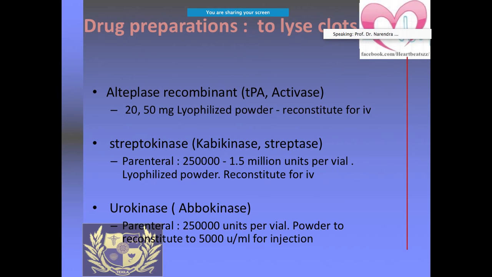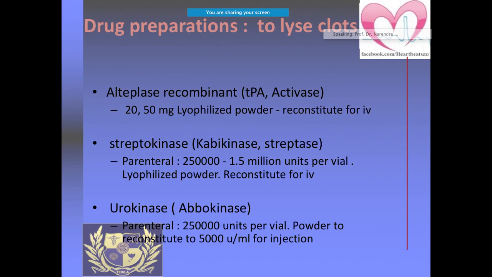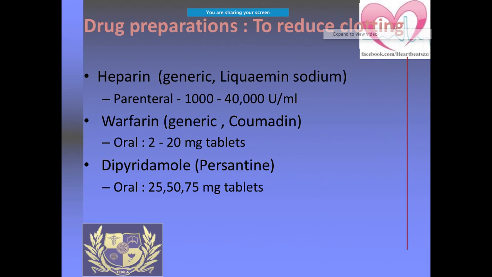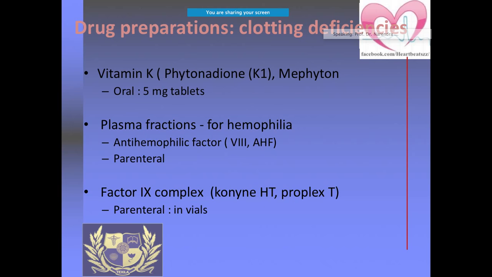So what are the oral preparations which are available? There are not a lot. In the oral preparations, you may use warfarin, or phenprocoumon as well. However, for parenteral use, heparin is used. And for clots, as I had already said, streptokinase, urokinase, alteplase, tenecteplase as well.